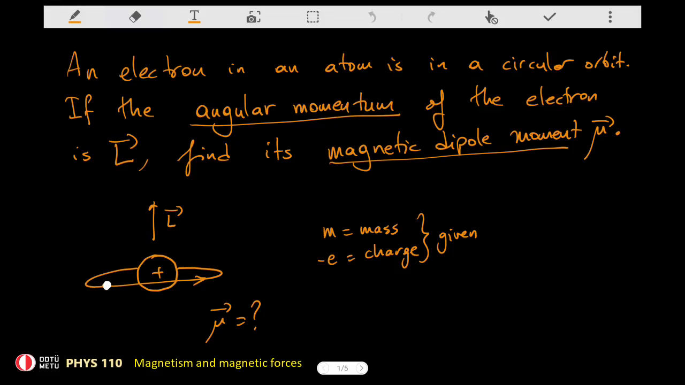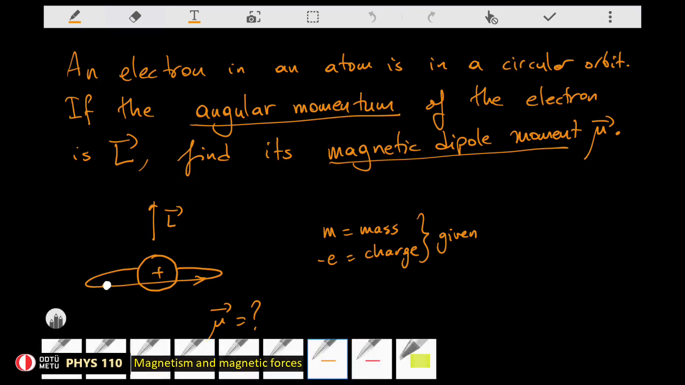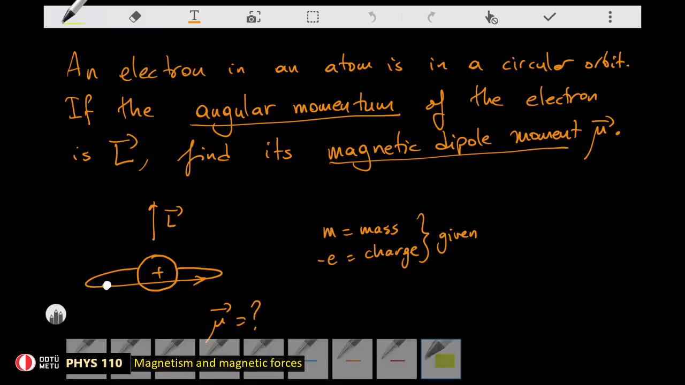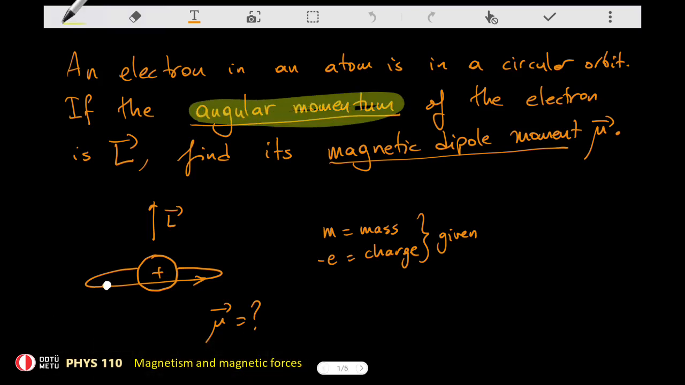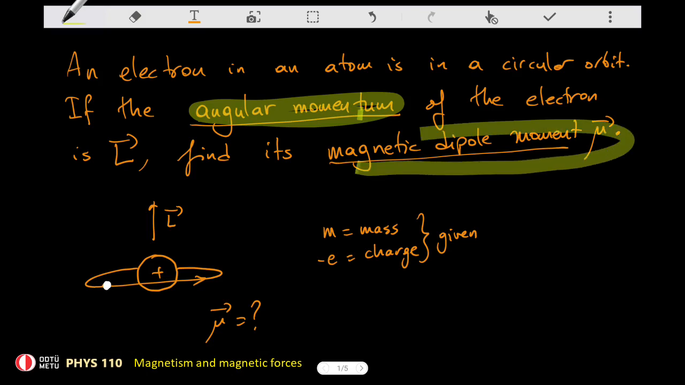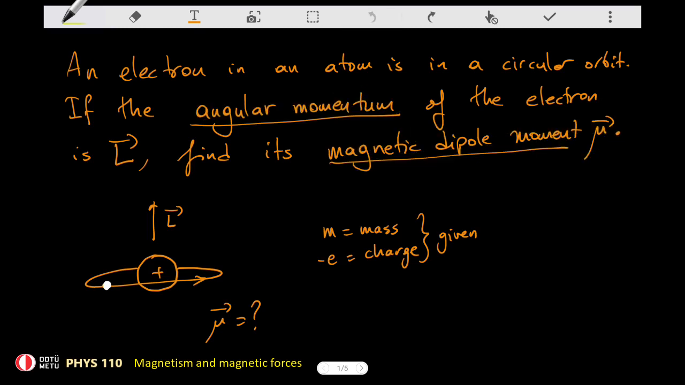All right, I'm going to discuss a problem that involves computation of the magnetic dipole moment of an electron inside an atom. The problem is stated like this. The angular momentum of the electron is known, and we would like to express the magnetic dipole moment in terms of this known quantity. The other quantities that are given are the charge and the mass of the electron.